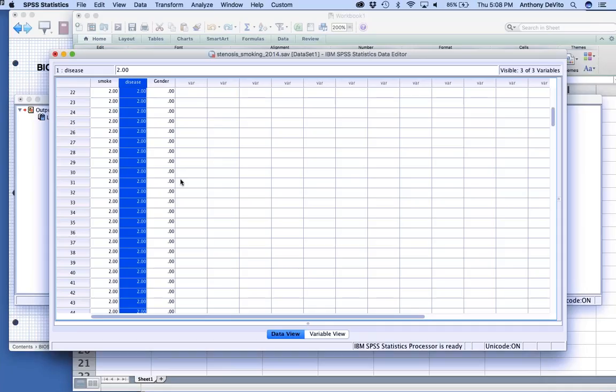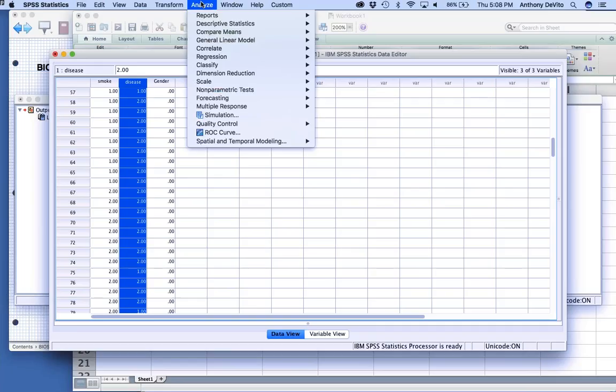So now I need to organize this into a table. How many people have this disease? How many people are smokers, and so on and so forth? And I probably want what I did before: the exposure in the rows, the exposure would be smoking, and the outcome or the disease in the columns, which would be stenosis. Okay, so I'm going to try and organize it that way.